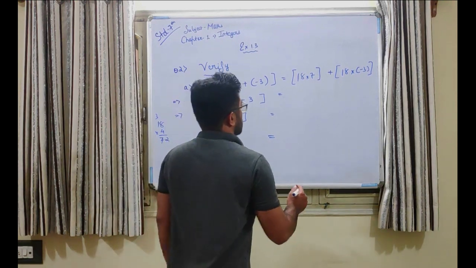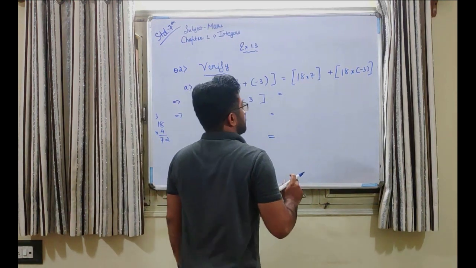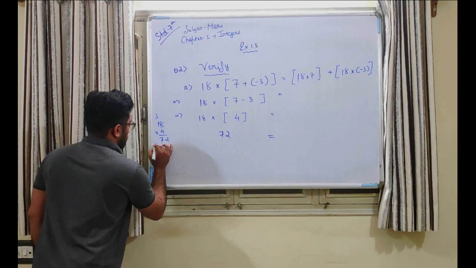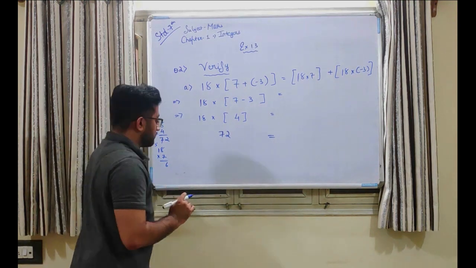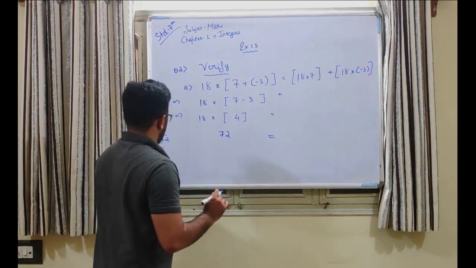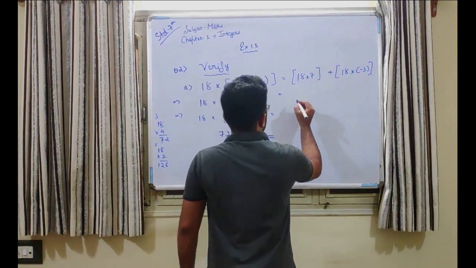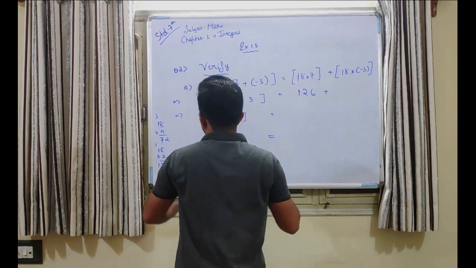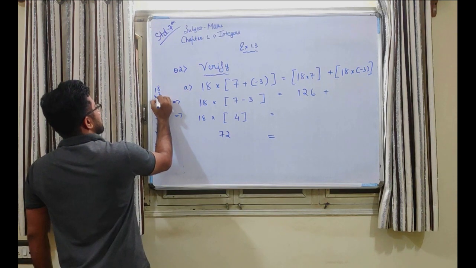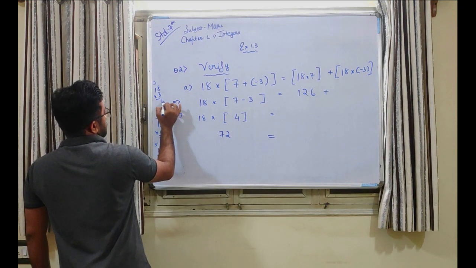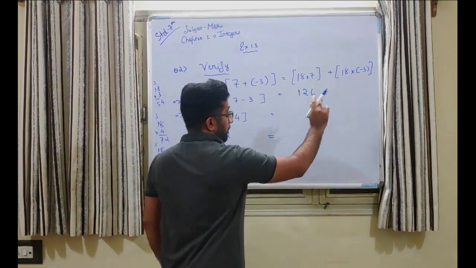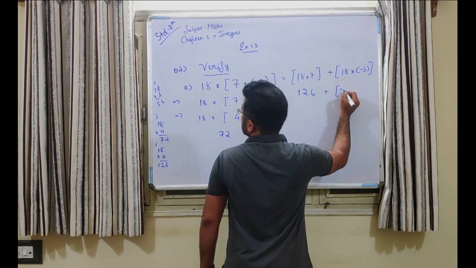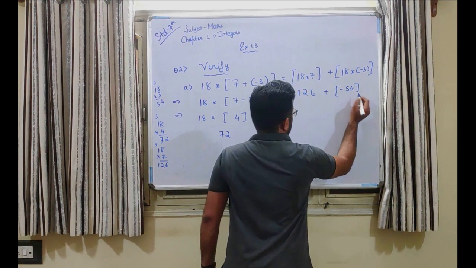Now let us solve the RHS. 18 into 7, let us solve. 8 7s are 56, 7 1s are 7 plus 5, that is 12. Okay, so answer here will be 126 plus. Now let us solve this, that is 18 into 3. 8 3s are 24, 3 1s are 3, 4 and 5, that is 54. But here it's multiplication and here it's a minus, so plus minus minus, minus 54. Okay, always respect the negative sign.